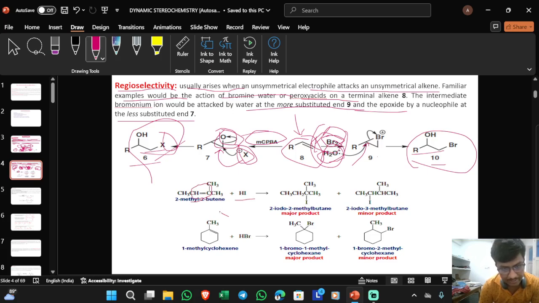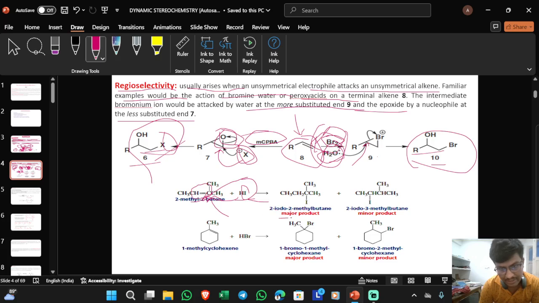HI attacks the more substituted carbon, and 3 degree is more preferable than 2 degree, because in 3 degree the positive charge is more stable, then 2 degree, and then 1 degree. First of all, H and I add across the double bond: H attacks first, and then I2 is created as I minus, a negative charge. The positive carbon is more stable, and then I minus attacks it.